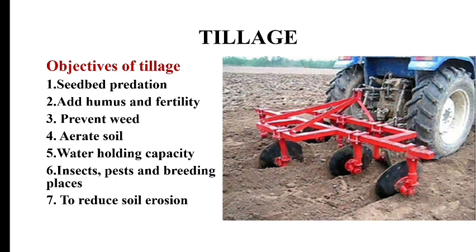So what are the objectives of tillage? First one is to obtain a deep seed bed for crop cultivation. Again, to add more humus and fertility. Third one is to destroy and prevent weeds. To aerate the soil: as we open the hard pan of the soil, the maximum surface of soil is open to air, so aeration takes place. Again, to increase the water holding capacity. As humus and fertility are added and organic compounds increase, ultimately the water holding capacity of the soil increases. Again, to destroy insects, pests and breeding places, and to reduce soil erosion.